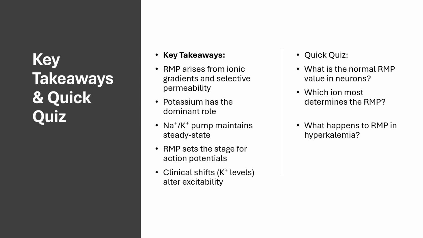Question one: what's the normal resting membrane potential in neurons? Approximately minus 70 millivolts. Question two: which ion most strongly determines resting membrane potential? You know it's potassium. Three, what happens to resting potential in hyperkalemia? It becomes less negative. The membrane depolarizes, moving closer to threshold. Good.